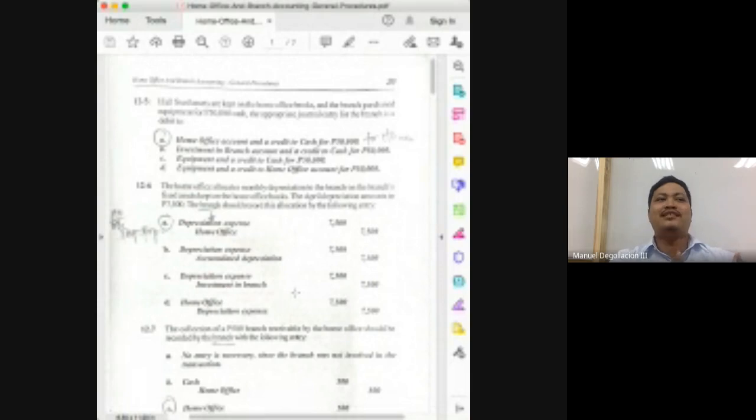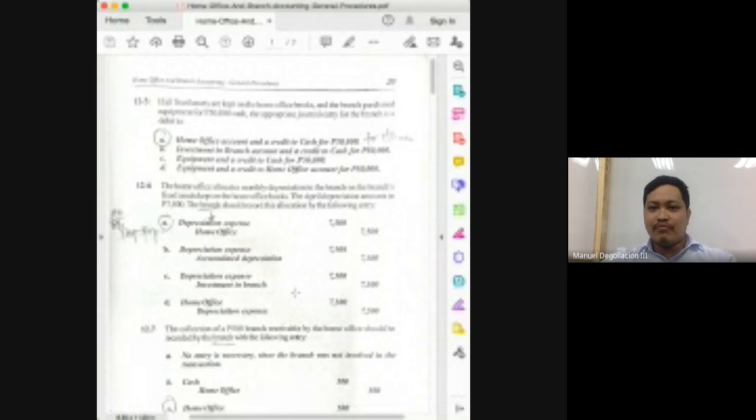But whose assets would be enriched? Whose books would be enriched? Whose assets would appear more, class? It would be the home office. But who paid for it? The branch. So it's as if the branch is doing something for the benefit of the home office. The branch giving something to the home office. And if that is the case, we will consider it as what kind of transaction? Withdrawal transaction. And if it's a withdrawal transaction, what will it do to the reciprocal accounts? Increase or decrease? Decrease. Withdrawal, decrease.